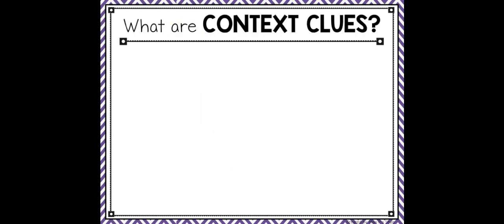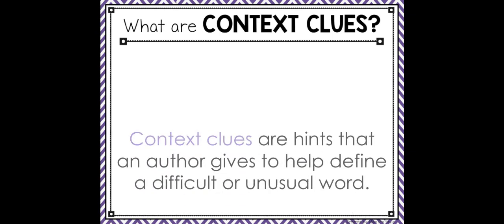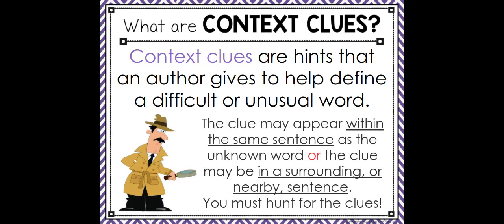So let's get started. First, what are context clues? Context clues are hints that an author gives to help define a difficult or unusual word. The clue may appear within the same sentence as the unknown word, or the clue may be in a surrounding or nearby sentence. You must hunt for the clues.